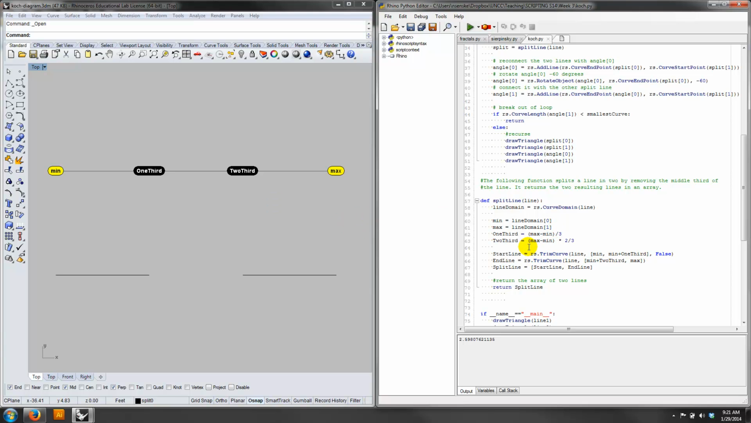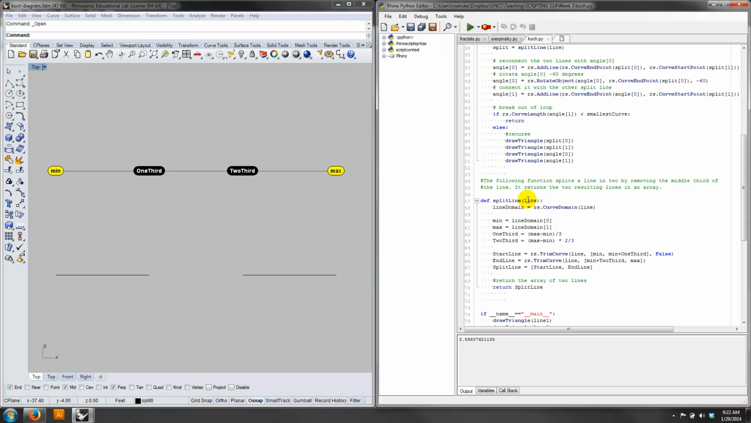Then we're going to trim that line. Now we call this line. The first line we're going to trim is we're going to go from the min to 1/3, and we're going to trim it, but we're not going to delete the line. That's where this false comes in. And then the next line is going to be from min plus 2/3, right? So here, and then max, and then it's going to give us this part of the line, and we will delete that. And then we get a list called split line that contains start line and end line. So start line will be at index 0, end line will be at index 1, and we return split line.